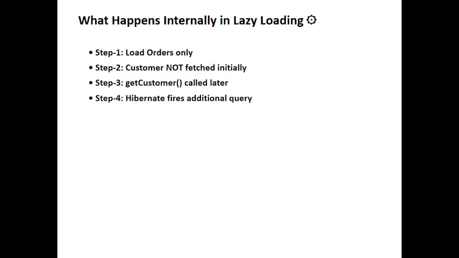So what happens internally in lazy loading? Step 1, load orders only, and the customer is not fetched initially. So there is a relationship between the order and the customer. Each order has an associated customer, but when you load the orders, the customer details won't be fetched initially because we are using lazy loading. And if you want the customer details later, whenever required, if you call getCustomer, at that time Hibernate fires an additional query to fetch the customer details.